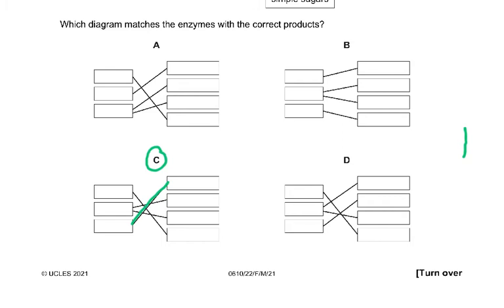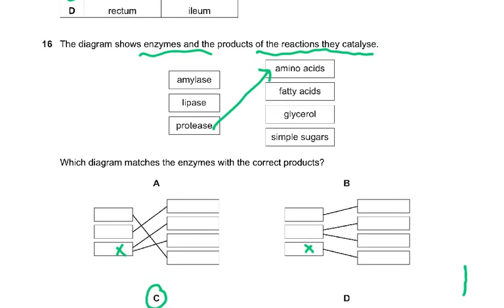You see, this one is wrong again. This one is wrong again. And this one is wrong again. So, just looking at it once again, protease is the amino acids. Now, of course, the amylase would result in simple sugars. And then the lipase would result in fatty acids and glycerol. So this is how you would be able to figure this out.